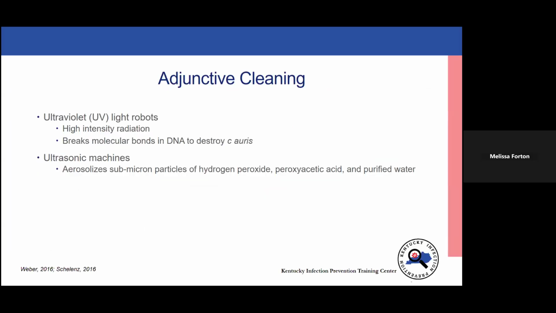Now, there are some things we can use additionally. So ultraviolet light robots have high intensity radiation that will destroy the DNA and kill CRS. And then ultrasonic machines that aerosolize submicron particles will clean up everything in the room too. These, again, would be used in addition to what we would already be doing. Not many people have these because they're pretty expensive.